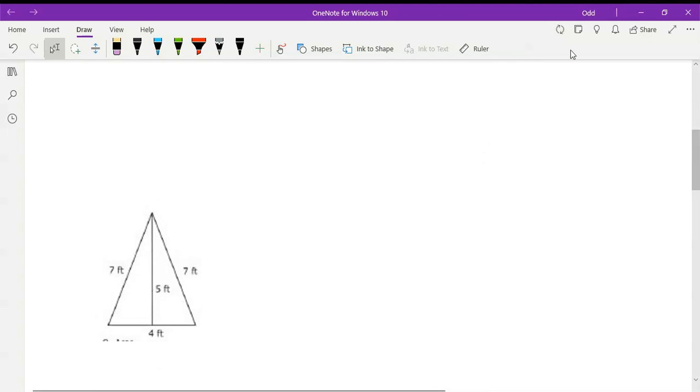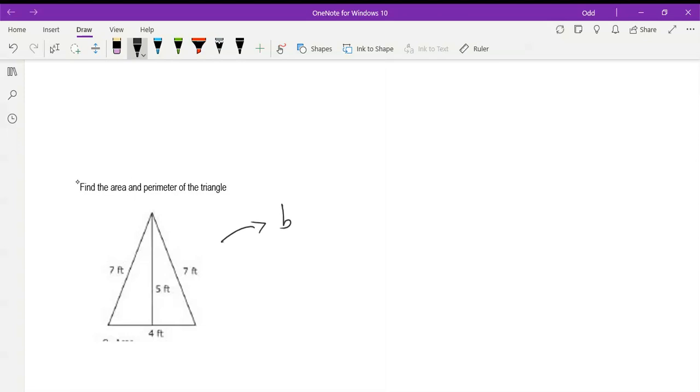Now let's find the area and perimeter of the triangle. Let's extract our parameters. What's our base? Our base is 4 feet. Our height, which is perpendicular to the base, is 5 feet. The other sides, let's say A and C: A is 7 feet, C is also 7 feet. So we can just put that there.